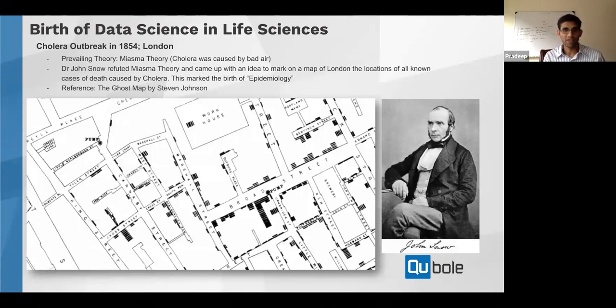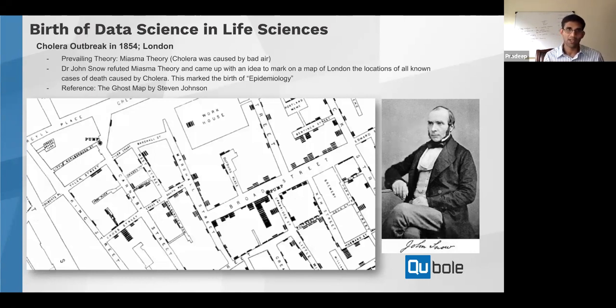So his justification came from the fact that the stacks of death on the map are tracking really close to the water pumps across the map. So he took these observations back to the civic authorities, and finally the civic authorities were able to contain the cholera back in the day.